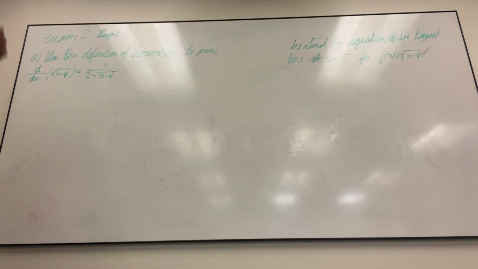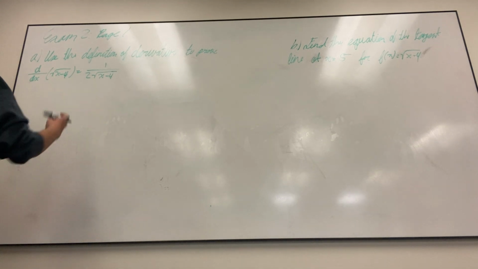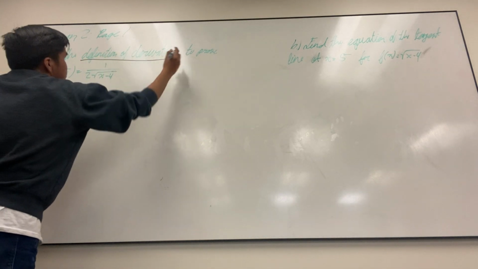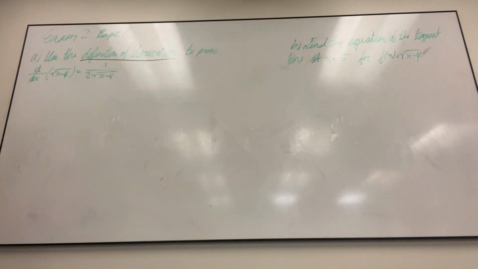Okay, exam 2, page 1. The first part is use the definition of derivative. Let's highlight that. Use the definition of derivative to prove d over dx of square root of x minus 4 is equal to 1 over 2 square root of 2x.